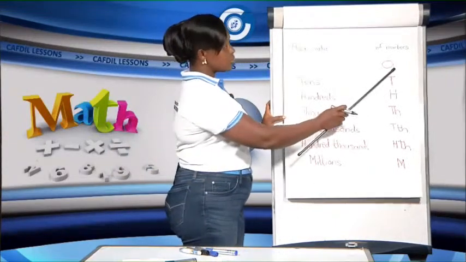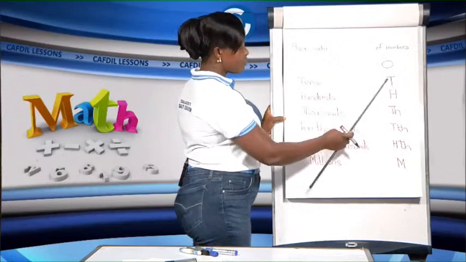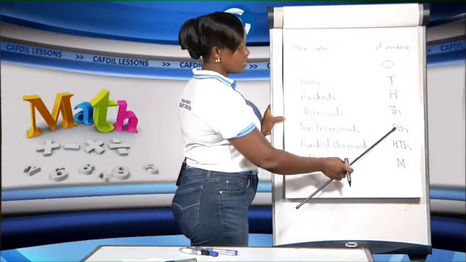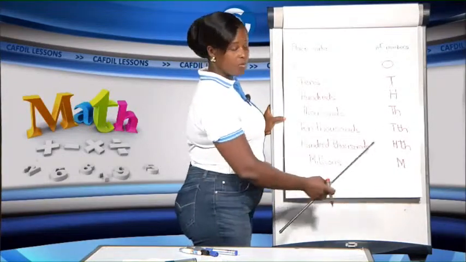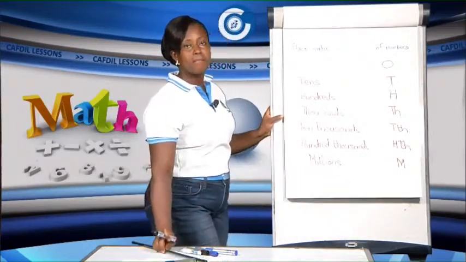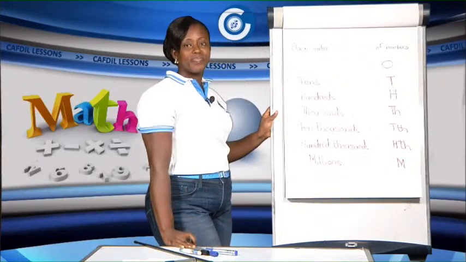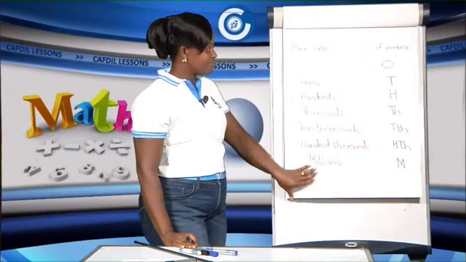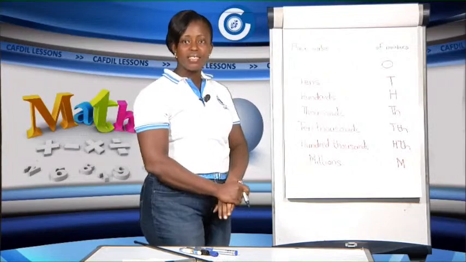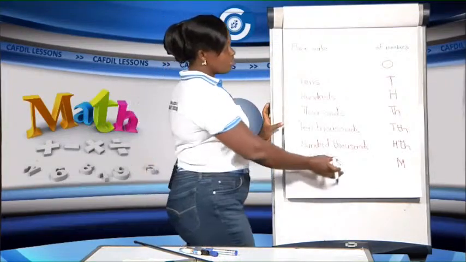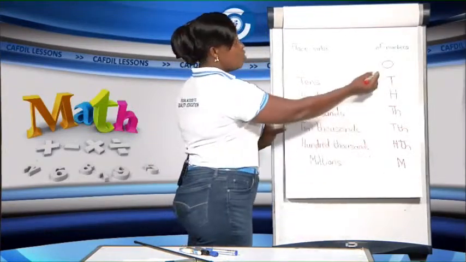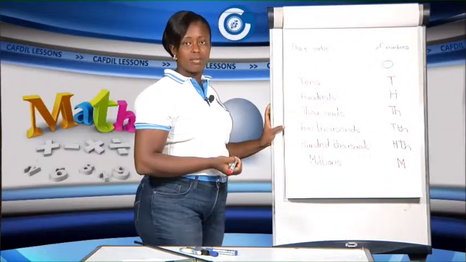So we have the ones to be O, tens, we have T, hundreds, H, thousands, TH, 10,000s, TTH, 100,000s, HTH, millions, we have M. We are going to represent these on the place value charts. So take note of what we have written here. This is what I am going to use, and know what each of them represents.